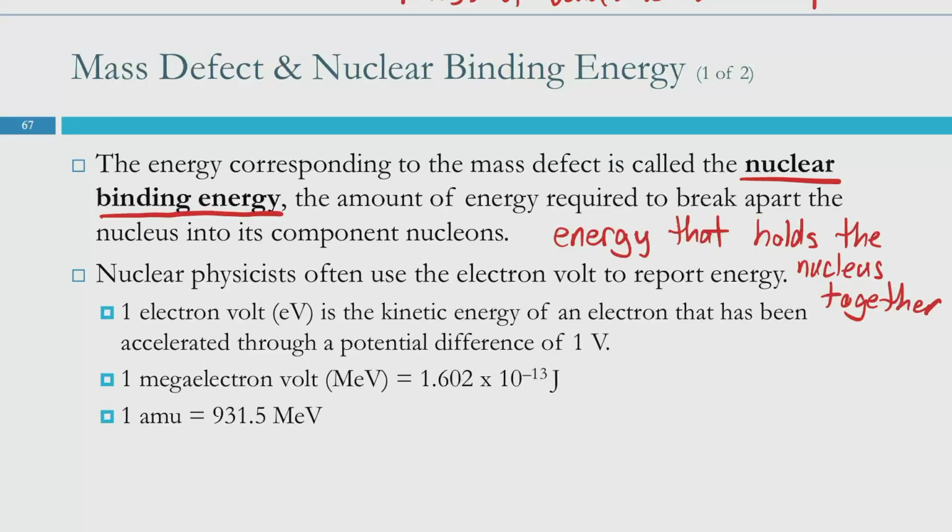Typically, since we're talking about really small particles, they have very small masses. They also have very small amounts of energy associated with them. Typically, we use this new unit called an electron volt to report that energy. An electron volt is the kinetic energy of an electron that's been accelerated through a potential difference of 1 volt. So if you take 2 charged plates and apply a voltage difference across them of 1 volt, and you send an electron zipping from one plate to the other, the amount of energy that electron has is 1 electron volt.